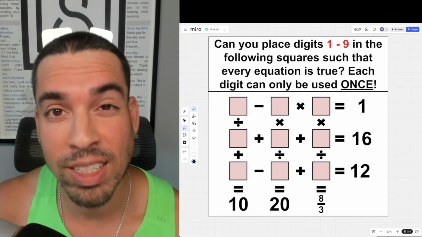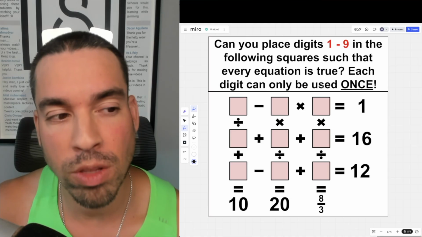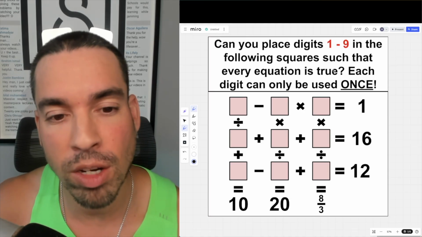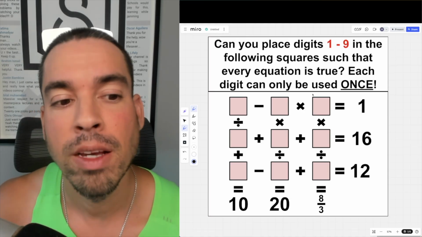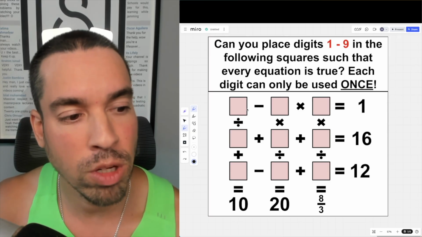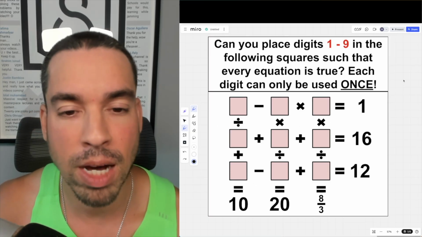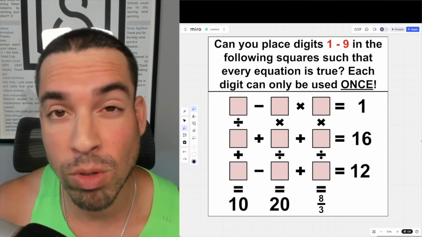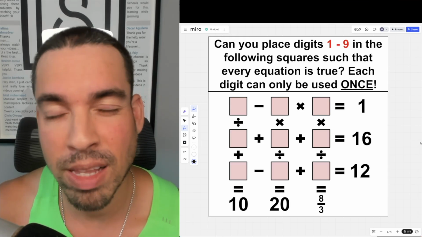In this one, the question is as follows. Can you place digits 1 through 9 in the following squares such that every equation is true? Each digit can only be used once. So again, we have equations left to right, as well as equations top to bottom. Hit that pause button and see if you can figure it out. When you're ready, hit play. I'll give you the explanation.